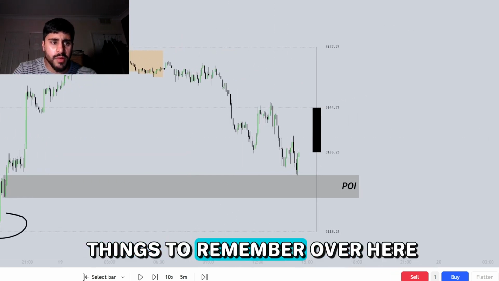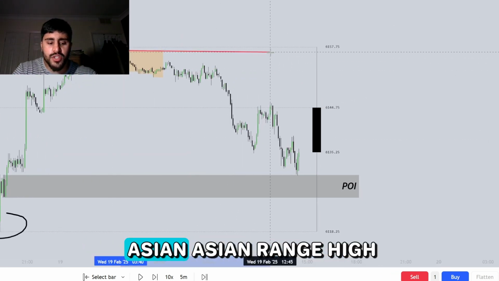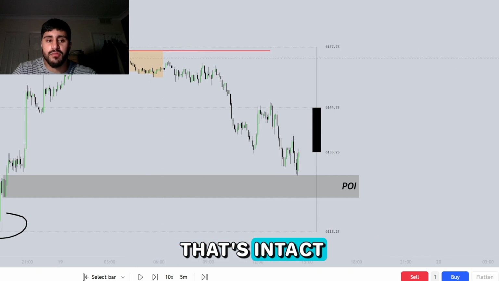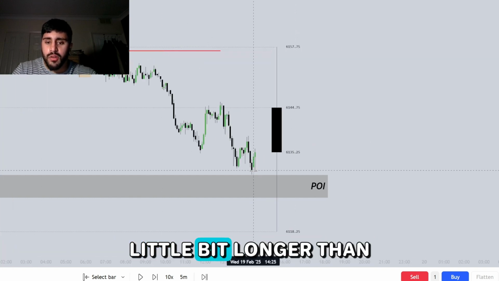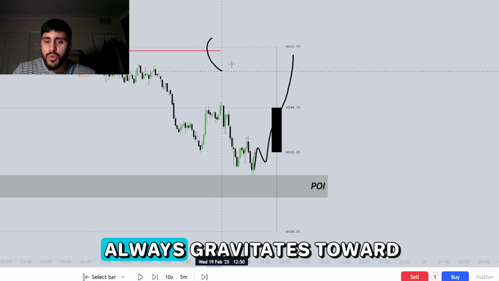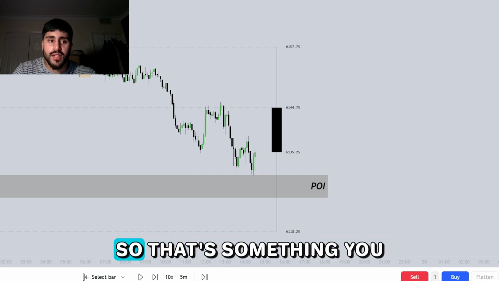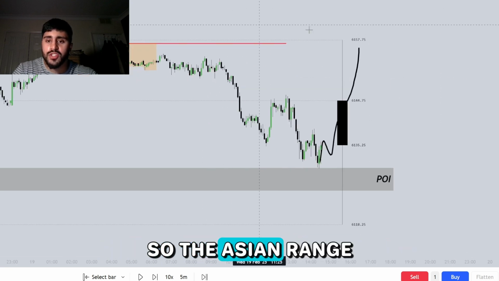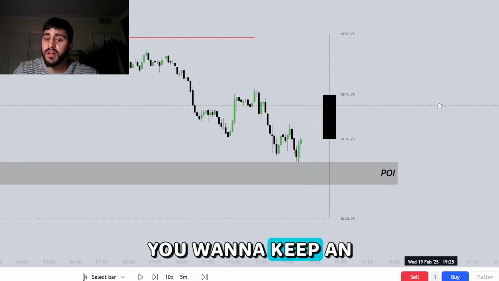A couple of other things to remember over here. We also have the Asian range high that's intact, right? For those who have been trading a little bit longer than 1 to 2 years, you'll know the price always gravitates towards the Asian range high. So that's something you want to keep in mind as well. The Asian range high is definitely something you want to keep an eye on.